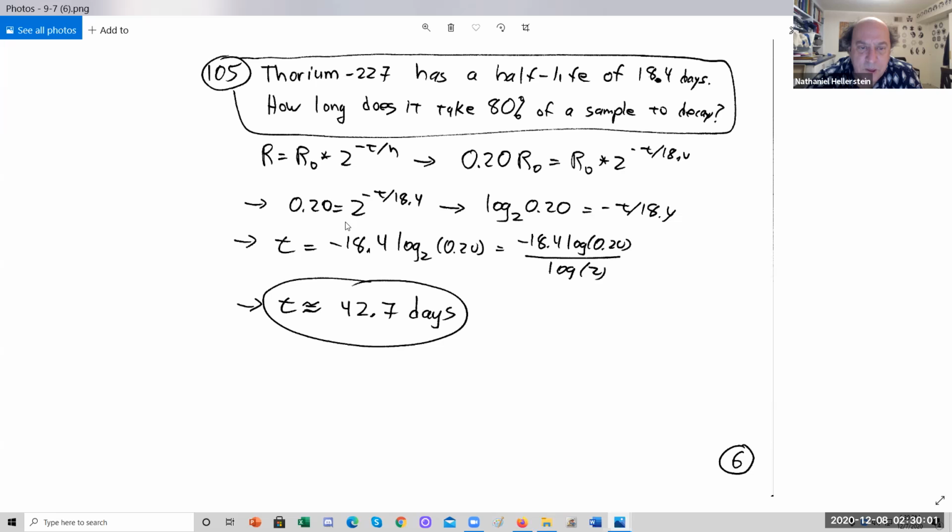Transpose the exponential base 2 via logarithm base 2. So log base 2 of 0.20 equals negative T over 18.4. Transpose the 18.4 and the negative sign to the other side. So T equals negative 18.4 log base 2 of 0.20. Now again, log base 2 will be a common log of 0.20 divided by common log of 2. So you have T equals negative 18.4 times log of 0.20 over log 2 equals, after calculation, 42.7 days. So that's how long it takes that thorium to decay 80% away.